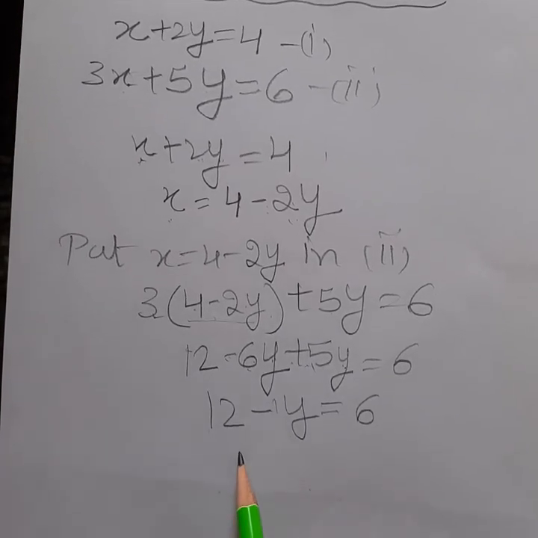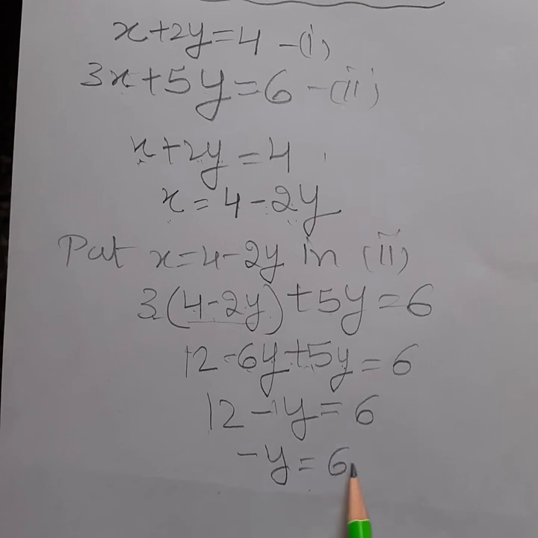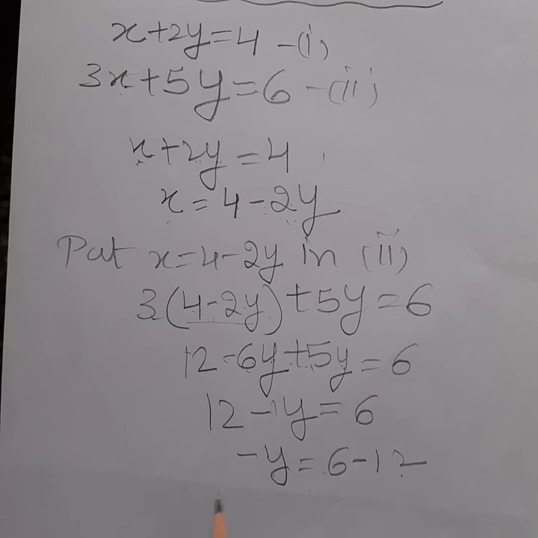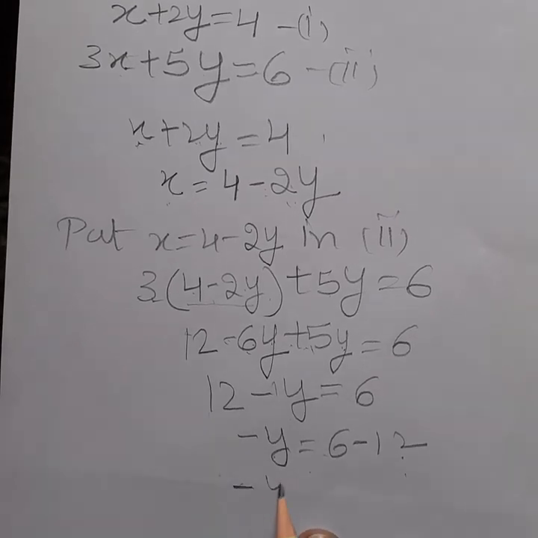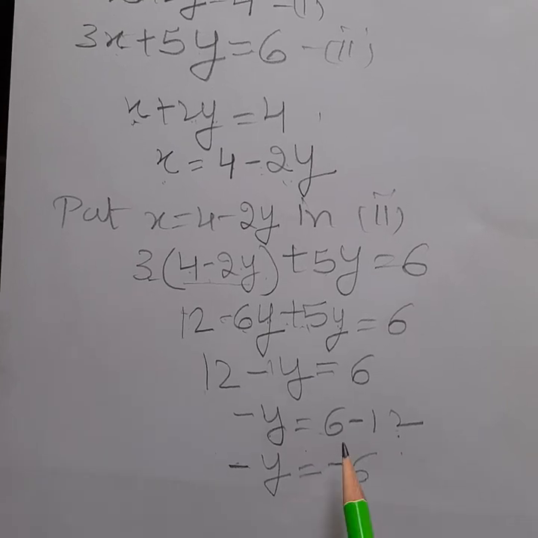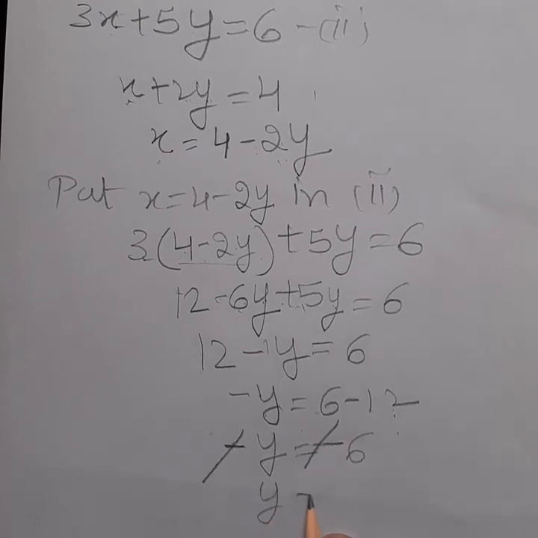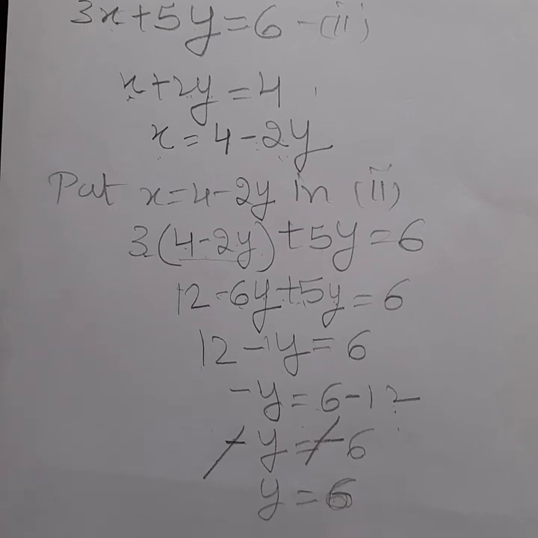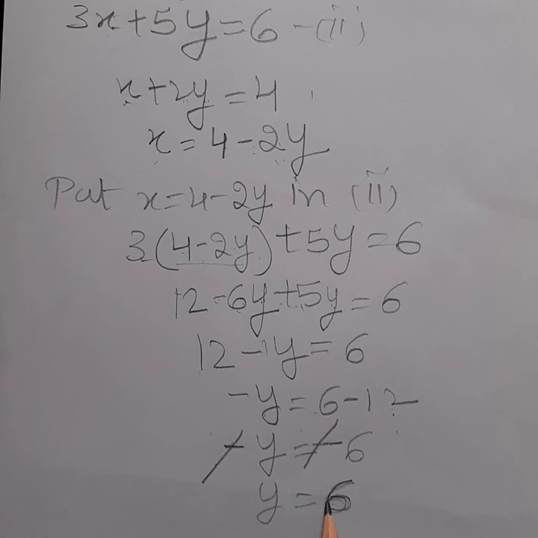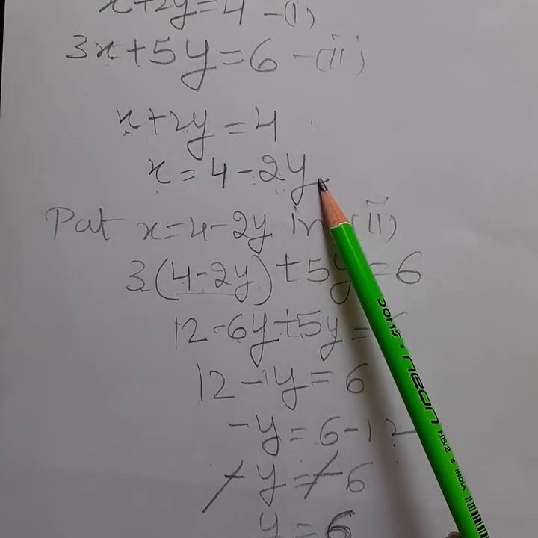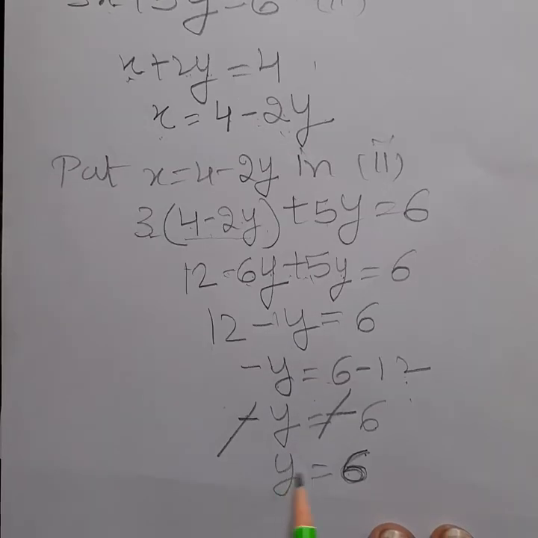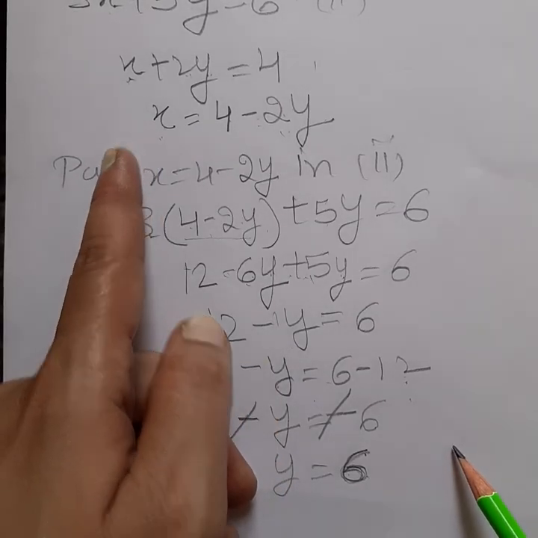Now students, you can take your constant term to the right hand side, because we have to separate the variables and constants in our algebraic equation. Then we have minus y is equal to 6 minus 12, which is minus 6. After that you cancel the minus sign from both sides, and you get y is equal to 6. Now students, this is the value of y, but we also have to find the value of x.